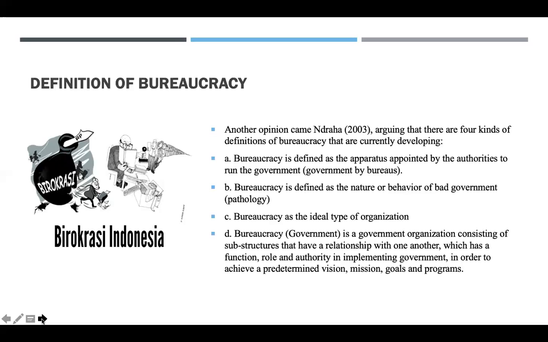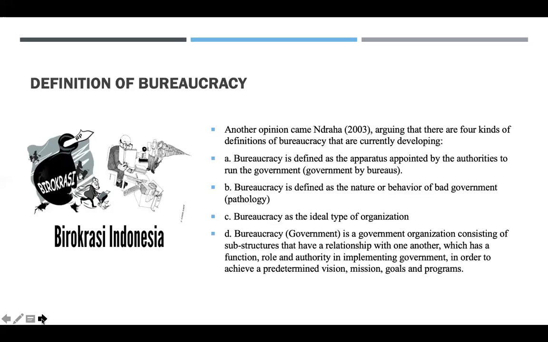And then the last one is bureaucracy, meaning the government is a government organization consisting of substructures that have a relationship with one another, which has a function, role, and authority in implementing government in order to achieve predetermined visions, missions, goals, and programs. So based on this definition, I think you all agree that this is the bureaucracy currently developing.